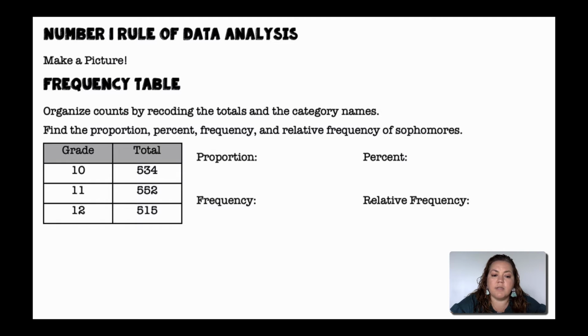All right, so we have this table and we have totals. As a proportion, there are 534 sophomores, 10th graders, out of the total here, which when I added them up was 1,601. I can change that to a decimal: it's 0.3335. As a percent, it'd be 33.35%. Remember, when you go from a decimal to a percent, you move the decimal point 2 places to the right.